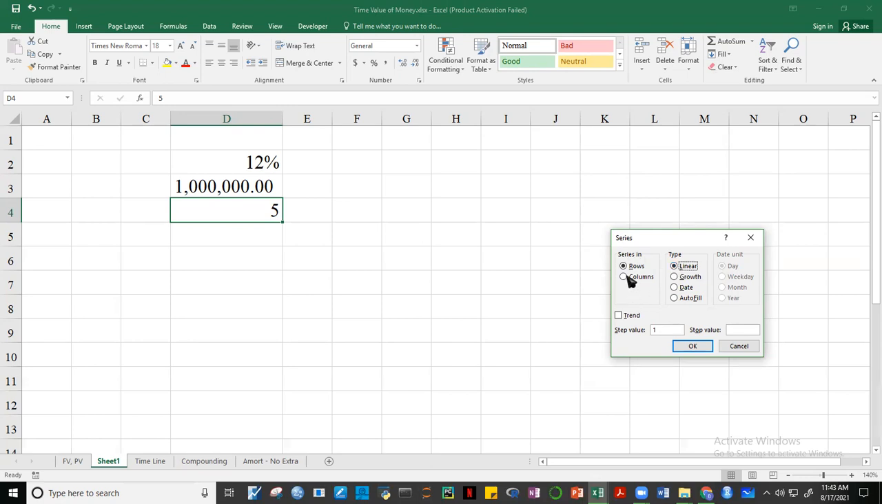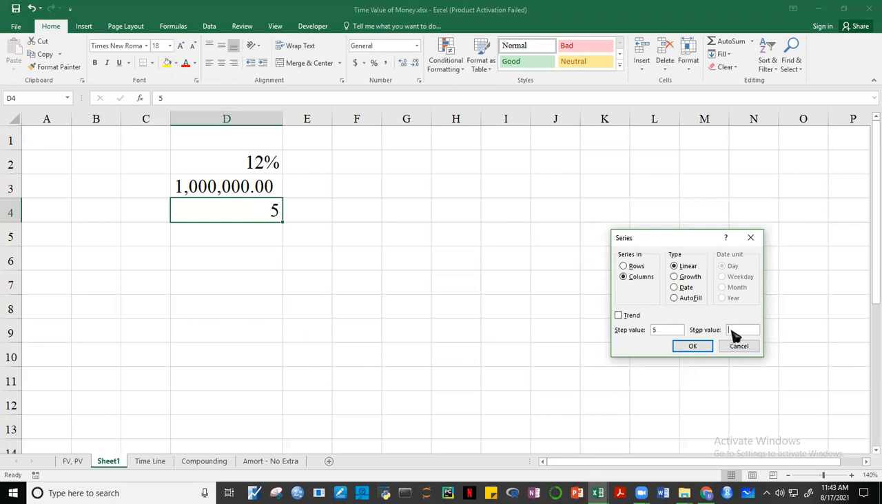And then series in columns. There. Series in columns. And then step value dito, so linear siya, step value is 5. Ibig sabihin, from 5, linear, magdadagdag siya ng 5, 5, 5, 5, 5.